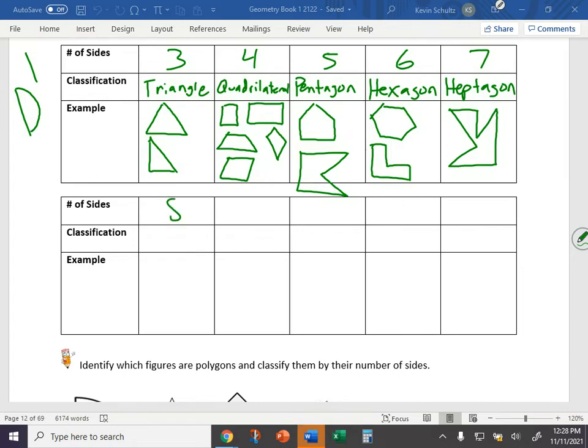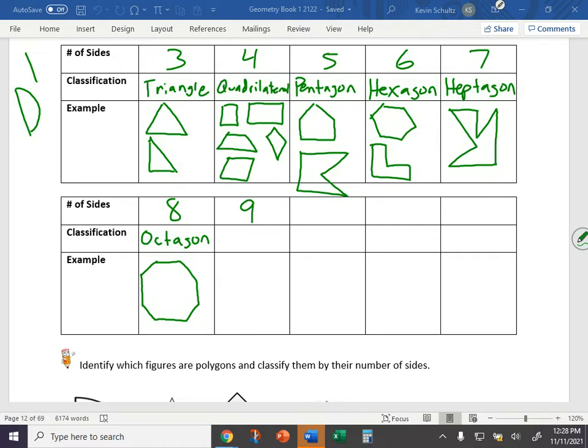8 sides is an octagon. Stop signs are octagons. Some people pay more attention to them than others, but they are.